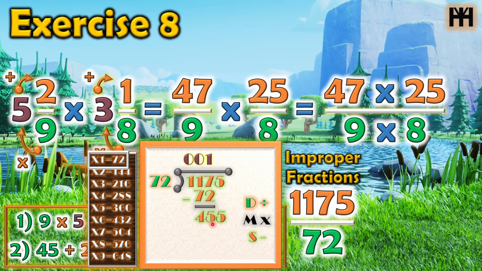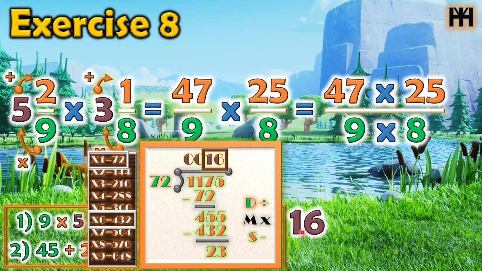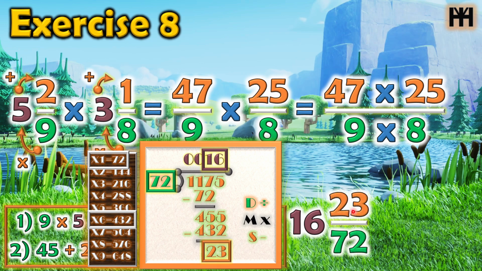So divide here. 455 divided by 72, or how many 72s are in 455? The answer will be, let's see here, times 6, it will be equal to 432. So here, write 6, then 72 times 6, so it's 432. Then subtract them, so it will be 23. Okay, so let's write them. 16 here will be our whole number, and 72 here will be our denominator, and 23 here will be our numerator.